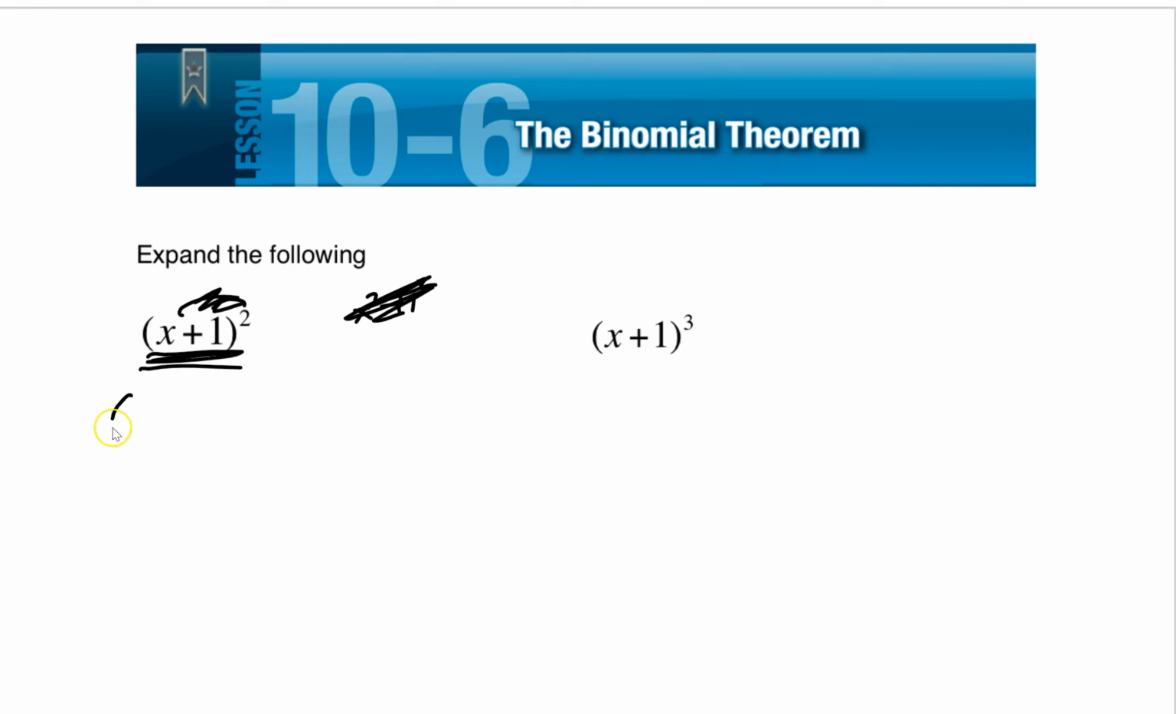So the way we're supposed to do it is do this. x plus 1 times x plus 1. Distribute. And if you do it correctly, you should get x squared plus 2x plus 1. Right? That's what you have to do.